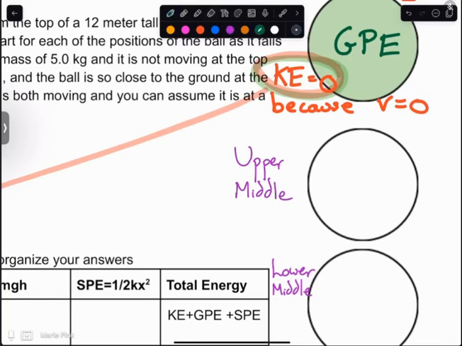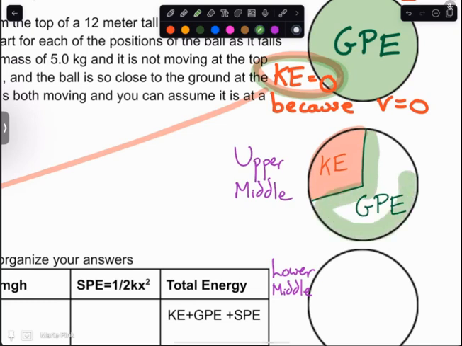So let's just guess. I'm going to say I've got this much gravitational potential energy because I'm more than halfway up. And then what else do I have? Kinetic, good. So my kinetic energy is small-ish. I'm not going very fast yet. But the rest of it is gravitational potential energy. So I have the energy stored up in gravitational potential energy.